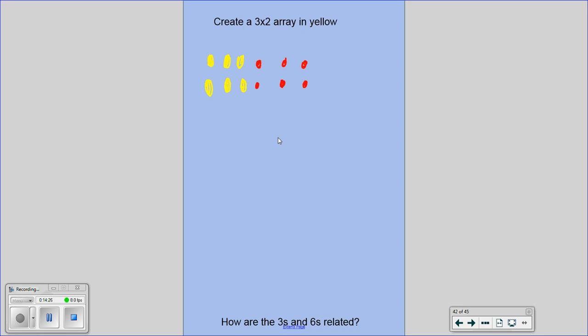So now I have a 6 by 2 array. So I had a 3 by 2. And then I squished together another 3 by 2. And now what array do I have? Nathan? A 6 times 2. Because 3 plus 3 equals 6. That looks very familiar. How are my 3s and 6s related?